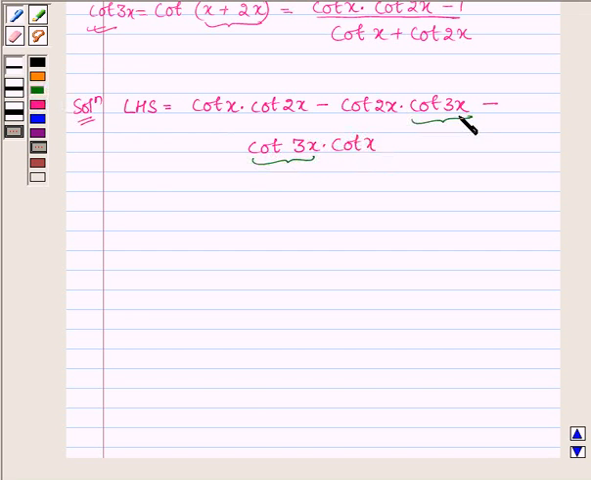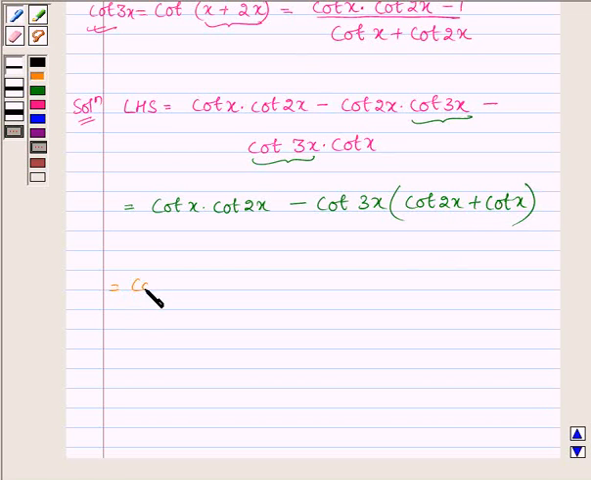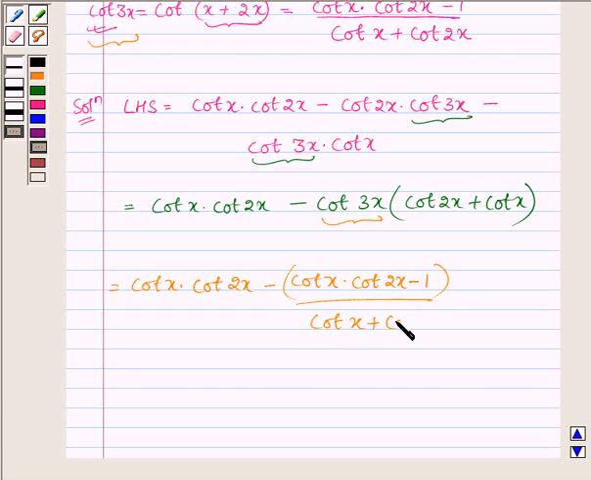Now taking cot 3x common, it can further be written as cot x into cot 2x minus cot 3x, in the bracket we have cot 2x plus cot x, which is further equal to cot x into cot 2x, and cot 3x with the help of the key idea can be written as cot x into cot 2x minus 1 upon cot x plus cot 2x. Here we have cot 2x plus cot x.